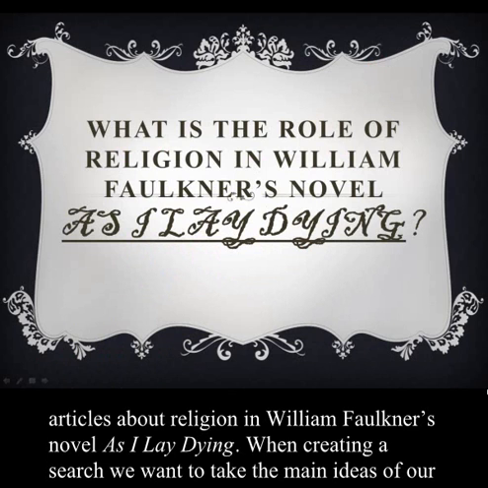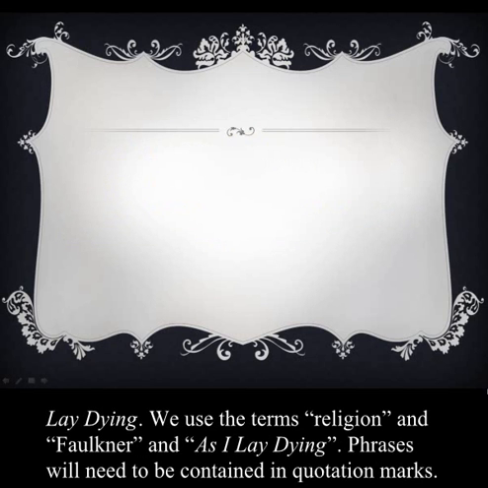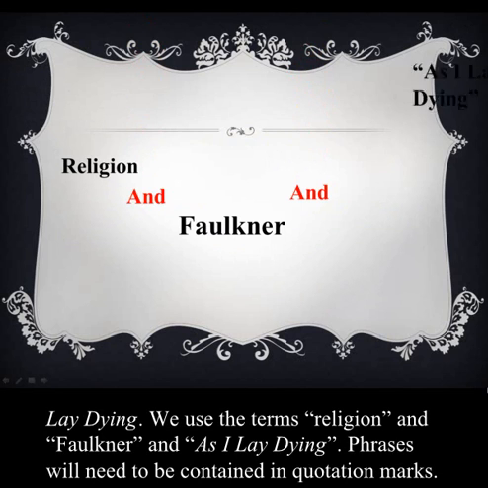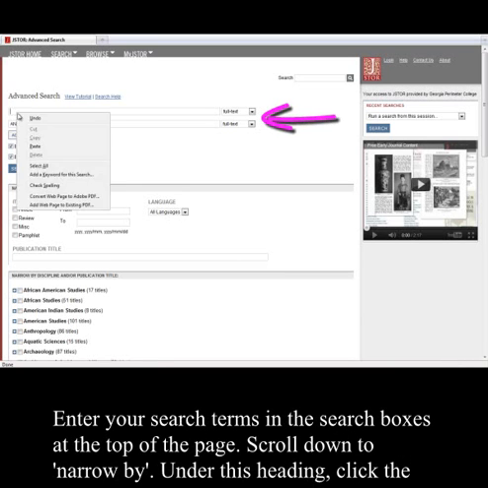When creating a search, we want to take the main ideas of our research question and connect them with and. Since I am interested in the idea of religion in William Faulkner's novel As I Lay Dying, we use the terms religion and Faulkner and As I Lay Dying. Phrases will need to be contained in quotation marks. Enter your search terms in the search box at the top of the page.